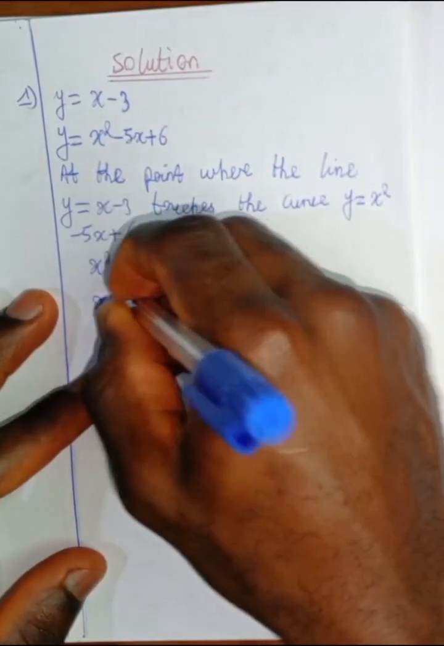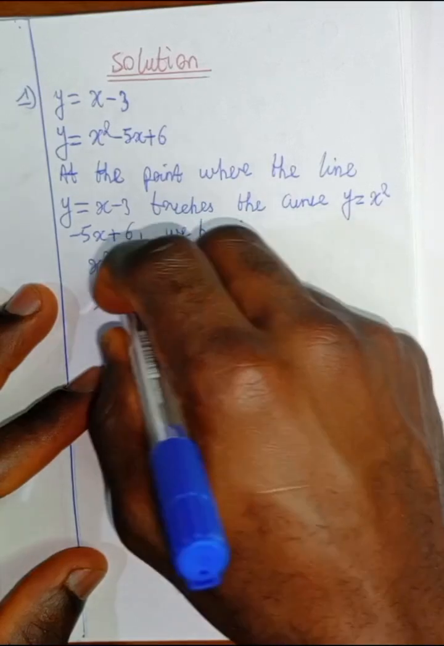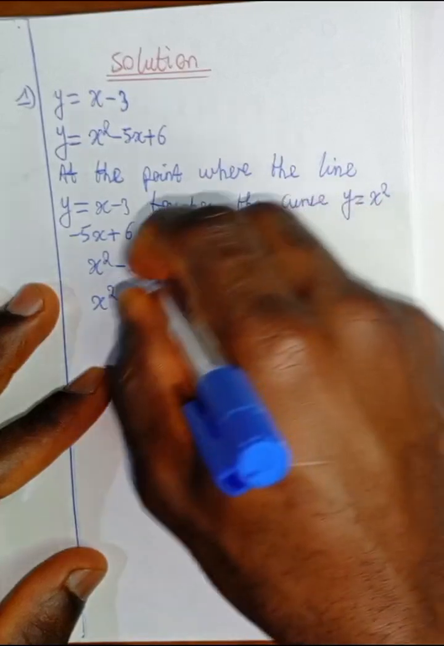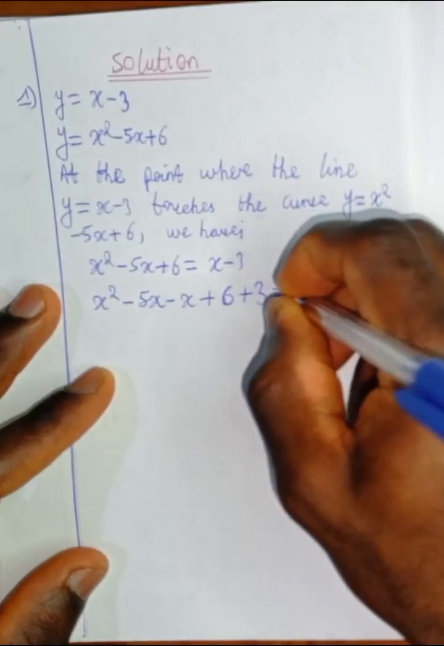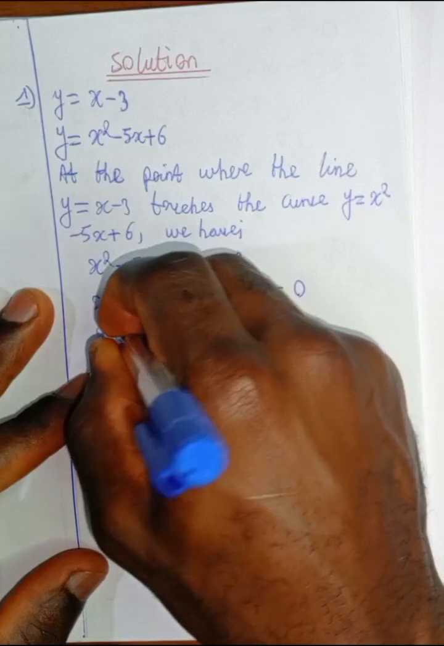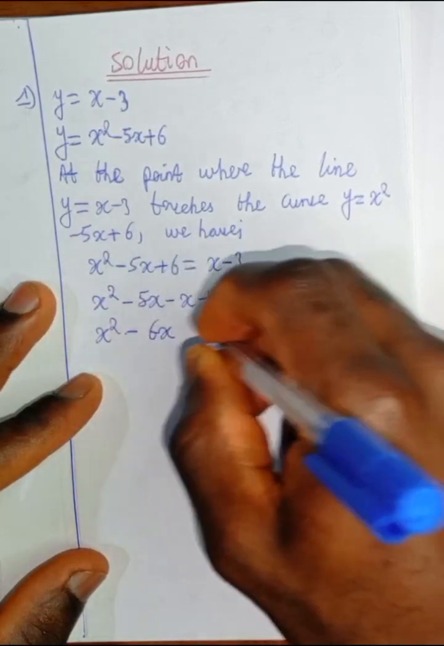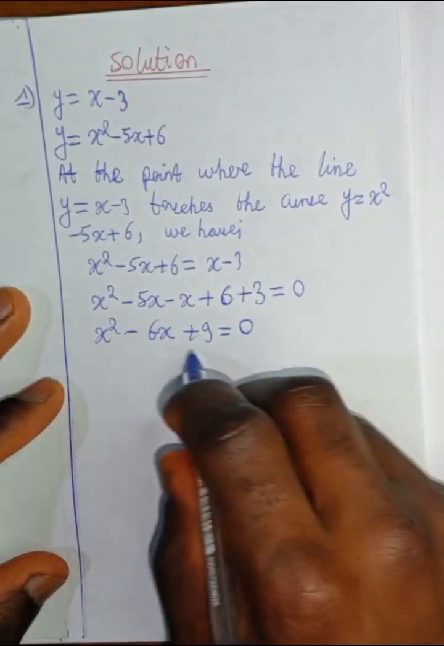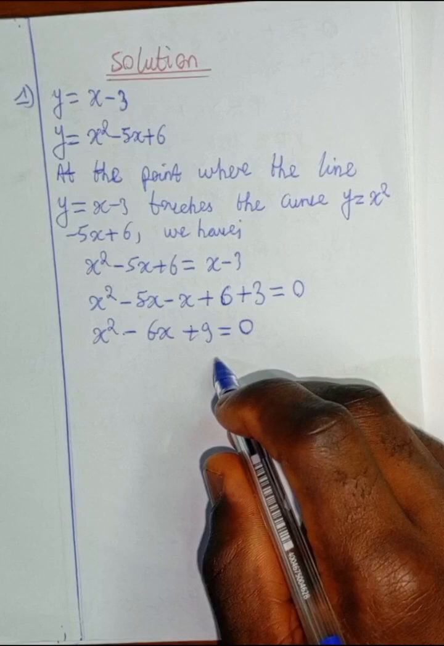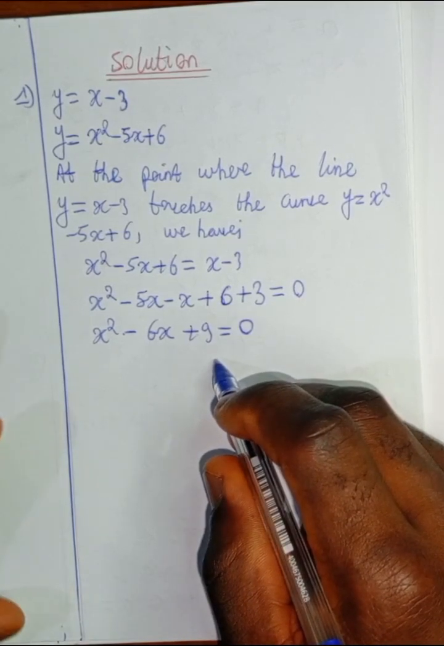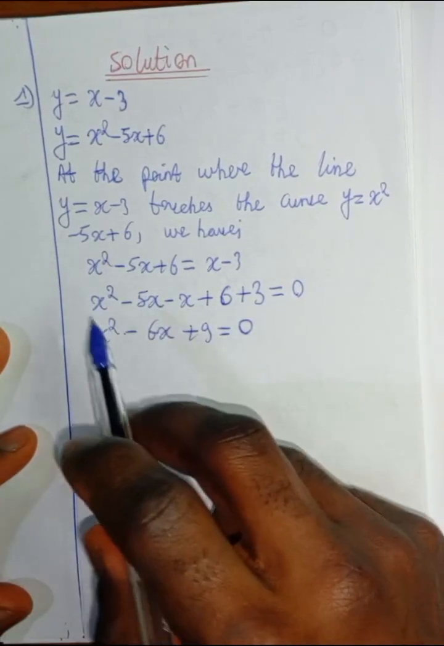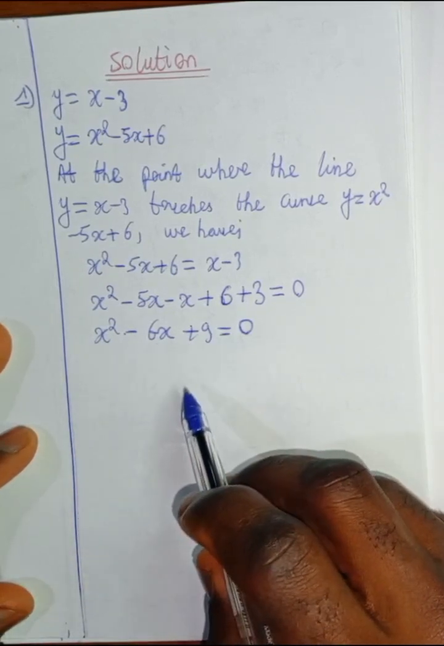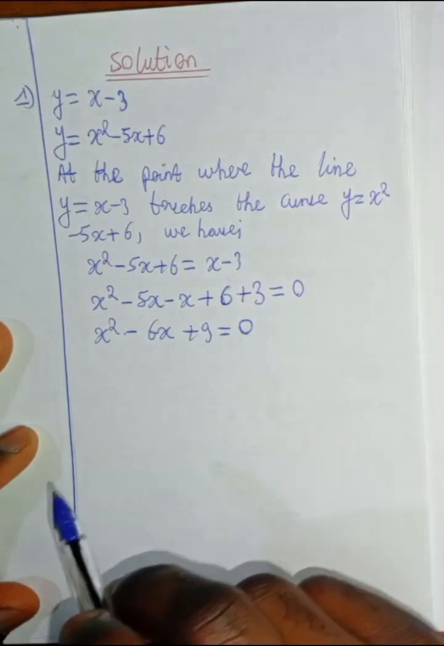So this will give us x squared minus 5x. We are going to transfer x to the left hand side, minus x plus 6. We are going to transfer negative 3 to the left hand side, plus 3 is equal to 0. This will give us x squared minus 6x plus 9 is equal to 0, and this is a quadratic equation. We know that if the line y equal to x minus 3 touches the curve y equal to x squared minus 5x plus 6 at one point, then the discriminant of this quadratic equation will simply be equal to 0, which is a proof.